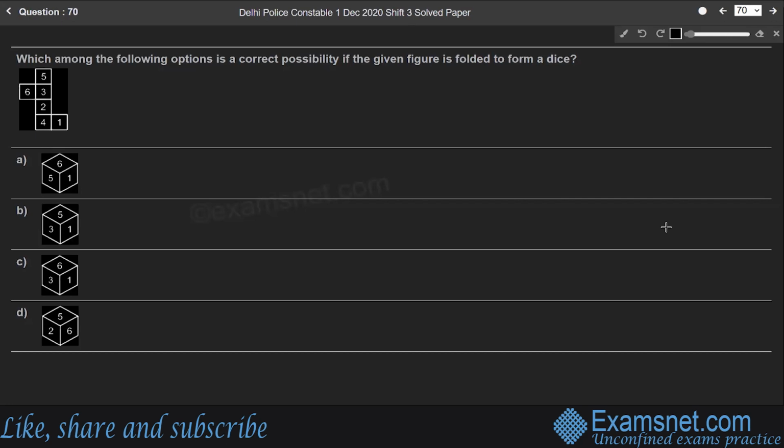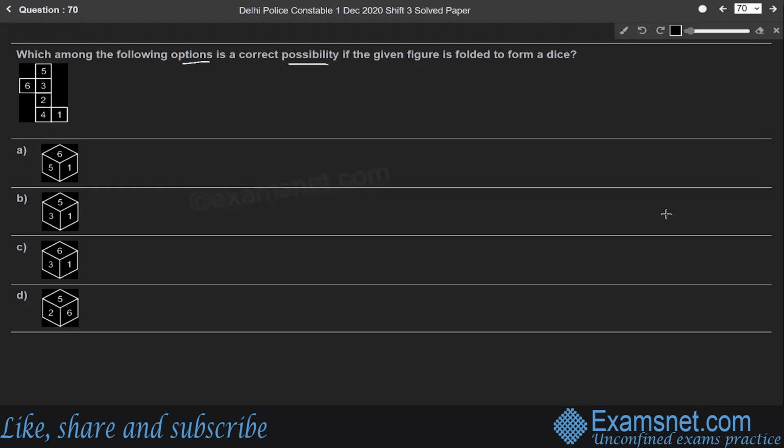Question 70. Which among the following options is correct possibility if the given figure is folded to form a dice? So here is a two-dimensional view of a dice like this. So when the given figure is folded, if the part 5 is folded, it becomes the top part of the dice. That is like this. Top part of the dice. So let us draw the two-dimensional view of a dice, where 5 becomes top part. So if 5 is top, then 3 becomes back part or front part.